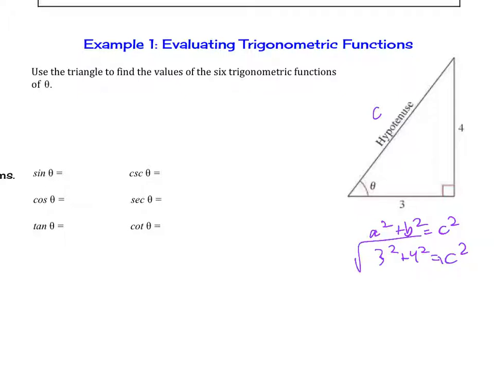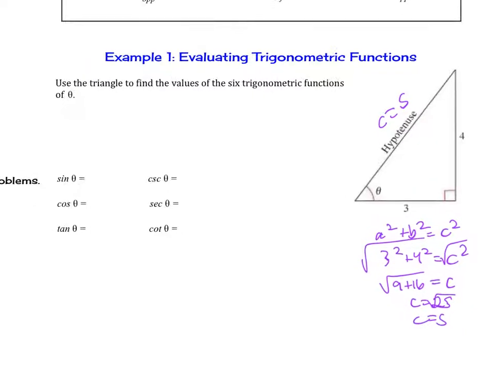And we will have to take the square root. So this is going to be the square root of 9 plus 16, or c equals the square root of 25. Now, normally this is a plus or minus, but because we're dealing with measurements, it's only a positive value. So the square root of 25 equals 5. So c equals 5. So we fill this out.